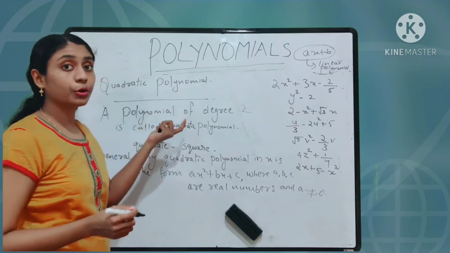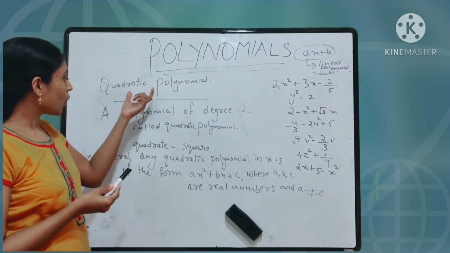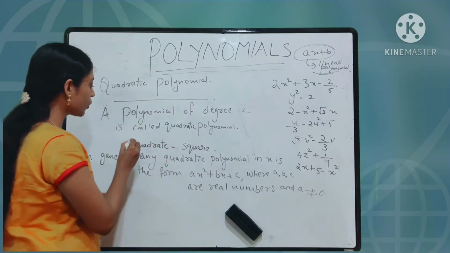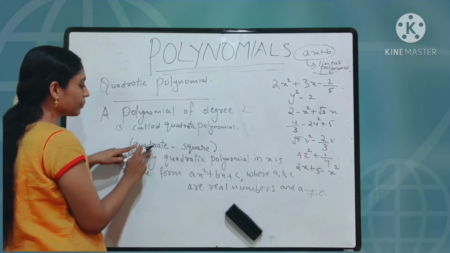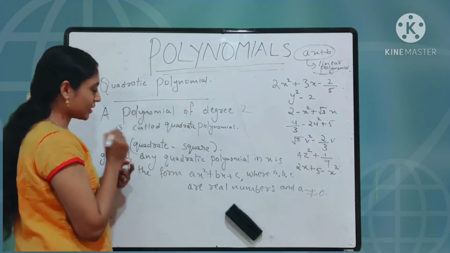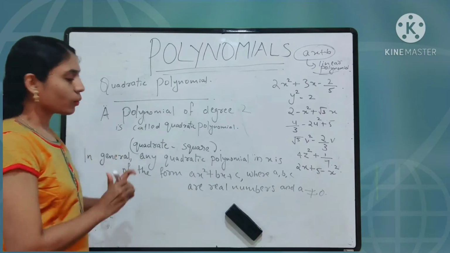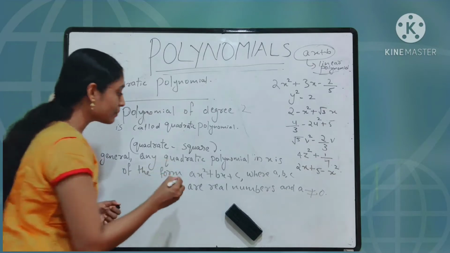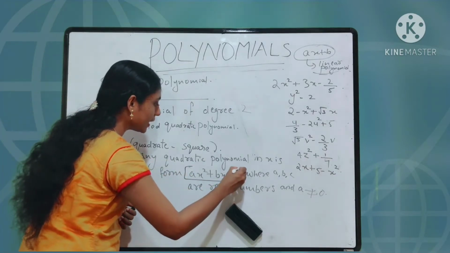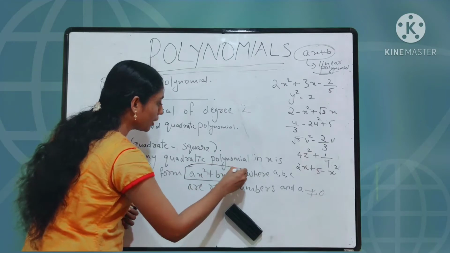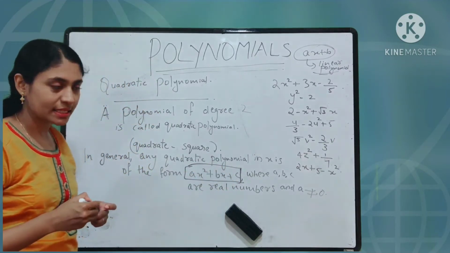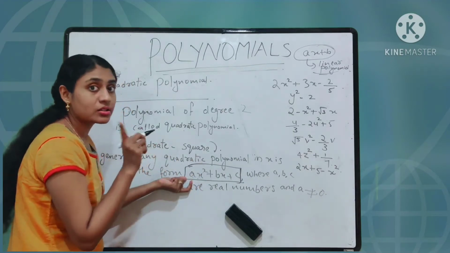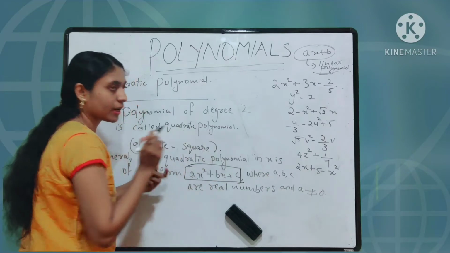And what about a quadratic polynomial? It has degree 2. And the word quadratic is derived from the word quadrate. Quadrate means square. This is just for your knowledge. Quadrate means square, and from this word quadratic comes. Now in general we can say that any quadratic polynomial in the variable x is of the form ax square plus bx plus c, and note that a is not equal to 0. That means the coefficient of x square is not equal to 0, and a, b, c are real numbers.